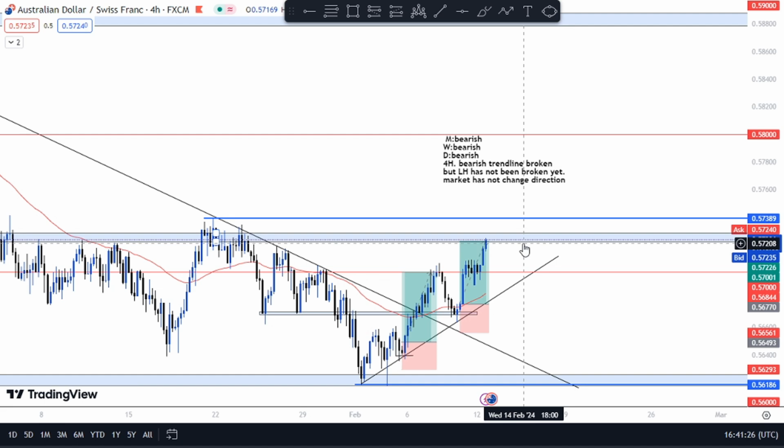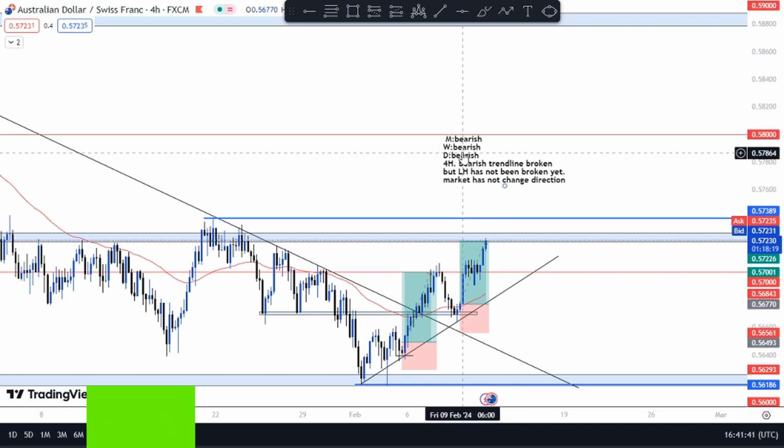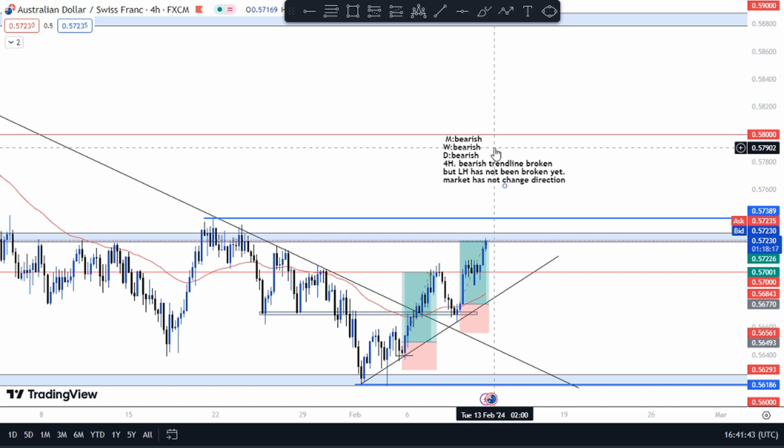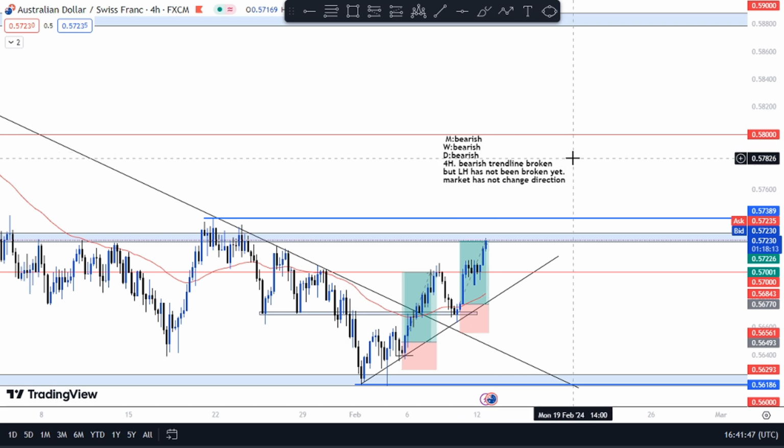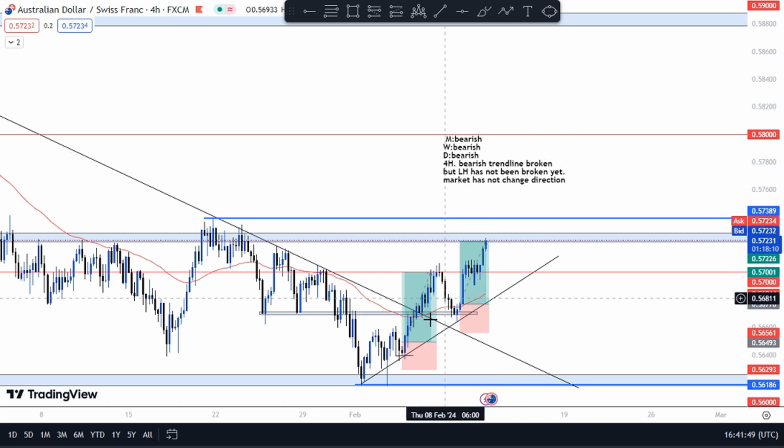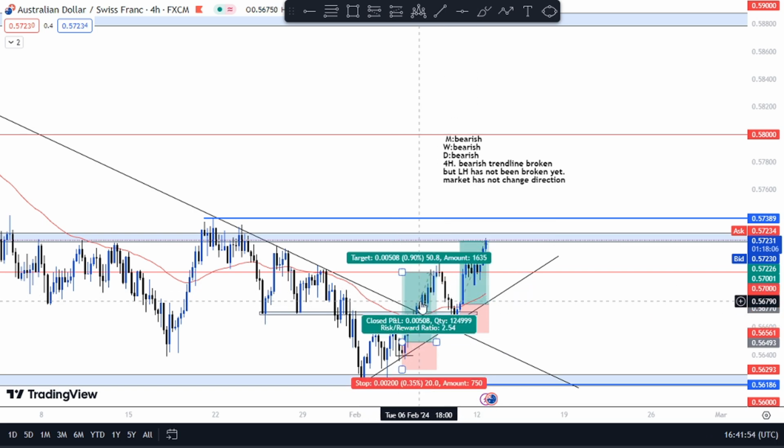That is how I do my analysis from the higher time frame to the lower time frame. I believe this video will help you in doing your analysis. Okay, you just have to make sure that all the higher time frames are in the same direction. So you have bearish, bearish, bearish, all of them in the same direction. But because of this reason, I have taken this one quick. You have to be very careful.